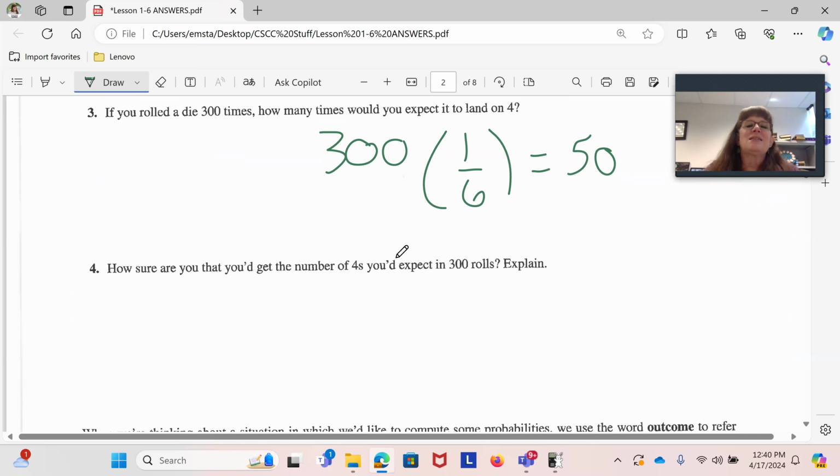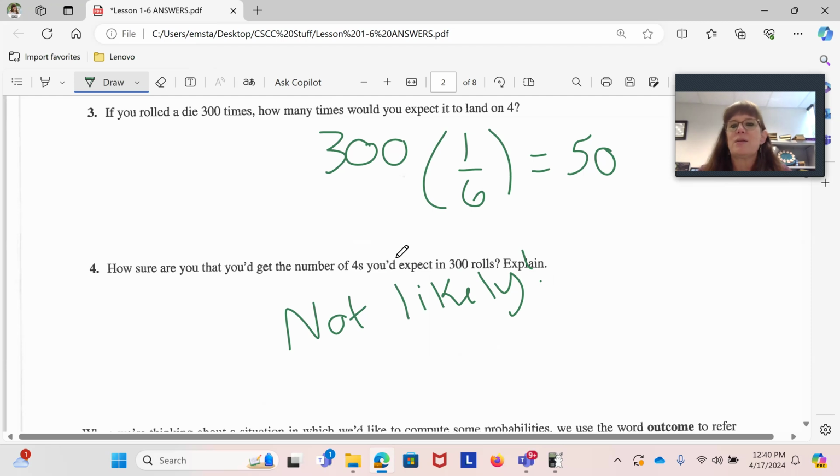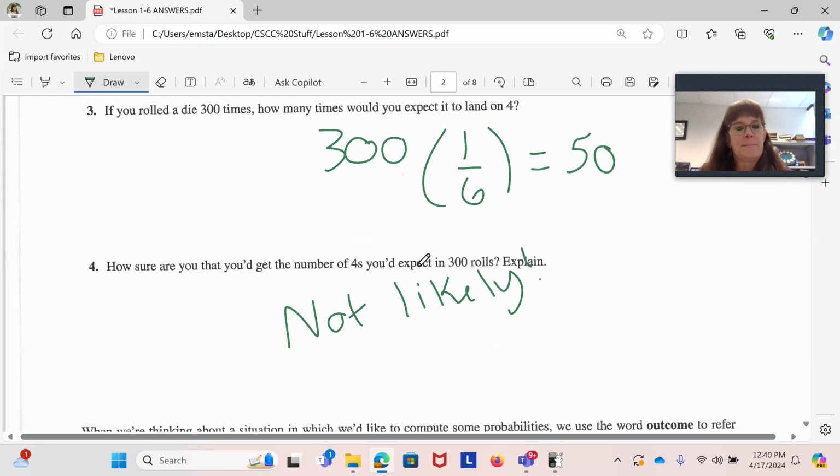All right, so we just said number 3, we expect to get a 4 50 times. How sure are you that we'll get a 4 exactly 50 times? Not very. It's not very likely. We'll get close to 50. But the odds of rolling exactly 50 times are pretty slim. So I'll approach 50, I'll be near 50, but in any given trial of 300 rolls, it's unlikely that it will be exactly 50.